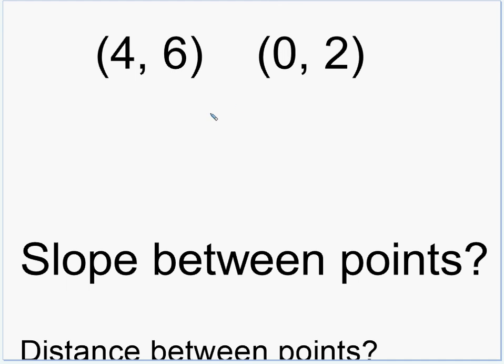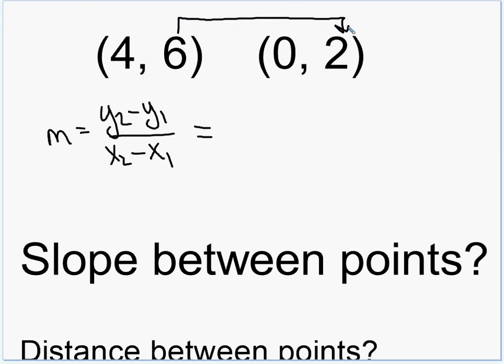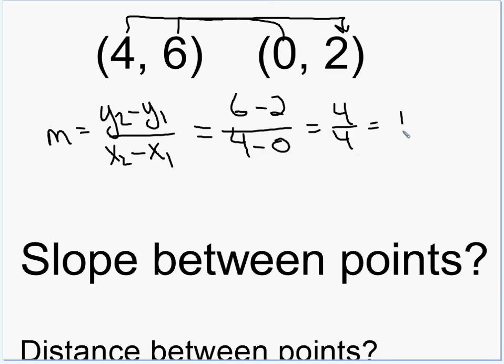All right, slope. Remember slope is m equals, we subtract the y's, y2 minus y1, over subtract the x's, x2 minus x1. So I'm going to subtract in this order, y minus y, that's going to be a 6 minus 2, over top of a 4 minus 0. So that becomes 4 over 4, or slope of 1.